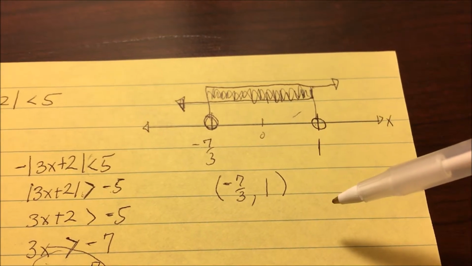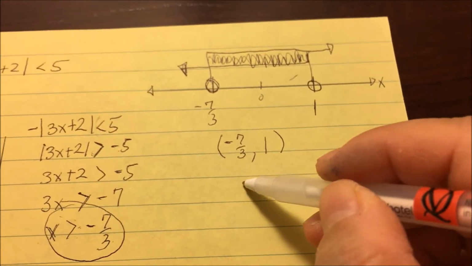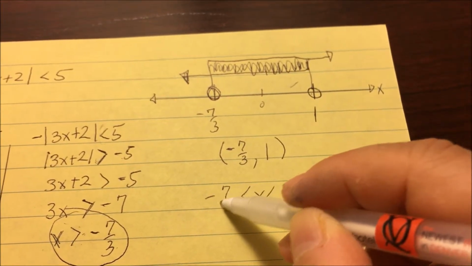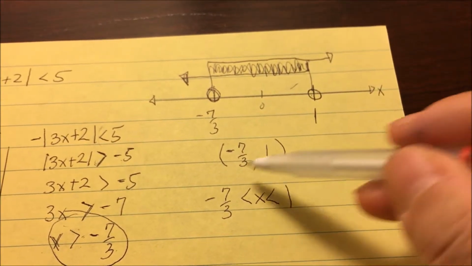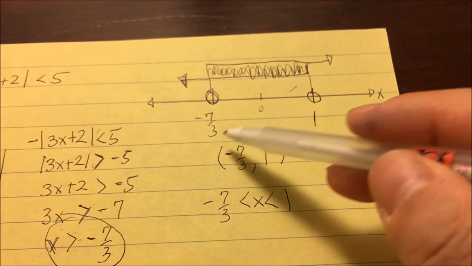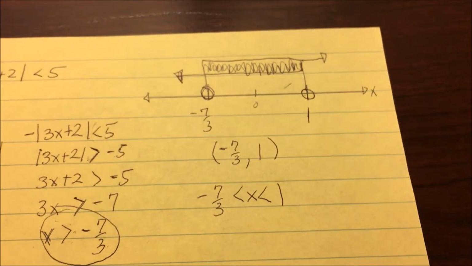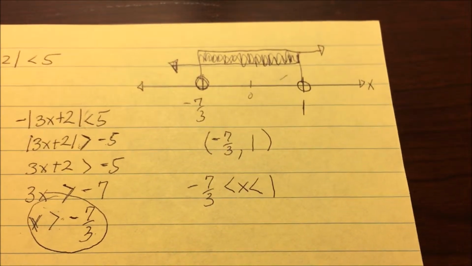Now, you could write it like this, or you can say x is between, right, because x is between -7/3 and +1. So you can write it with the inequality symbol right here, or you can write it with the parentheses and brackets like we did with the range and domain. Okay, so either one is correct. I don't mind which way you do that part right there.